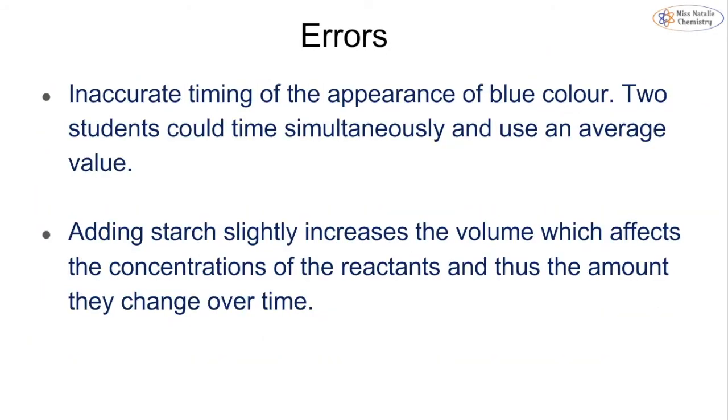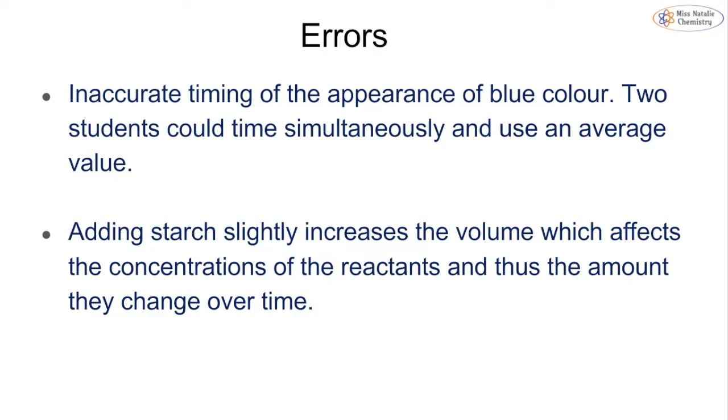Some errors that could come up here are inaccurate timing of the appearance of our blue colour. So we could time simultaneously and then use an average value, because sometimes our reflexes may not be fast enough to stop the clock at the exact time. And adding the starch is going to slightly increase the volume, which can affect the concentration of the reactants. So they can change slightly, because the 10 drops you put in the first time may be slightly different to the 10 drops the second time, but this is very, very minimal, so it shouldn't have too much of an effect.